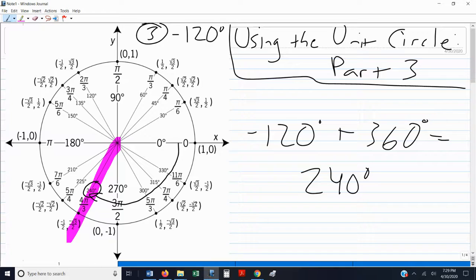If you're using positive 240, then you're just starting at 0 and going to positive 240. You just need to know that this is where you are ending up for negative 120.